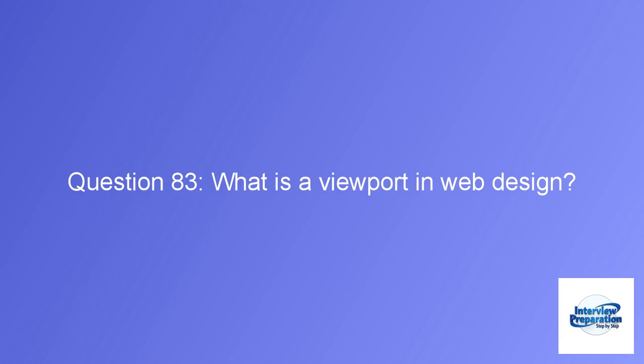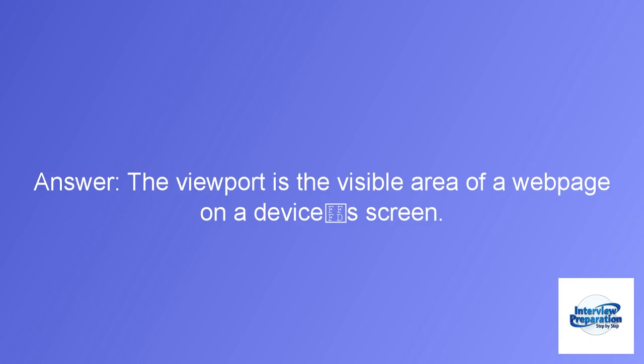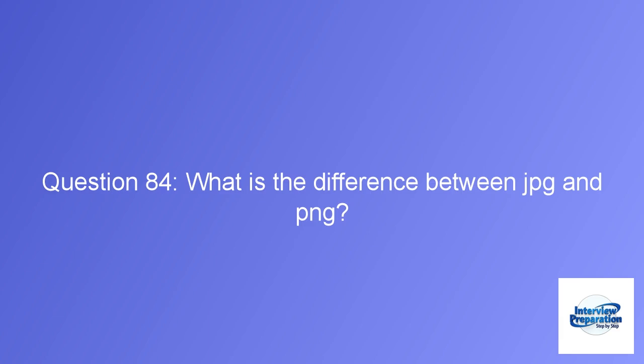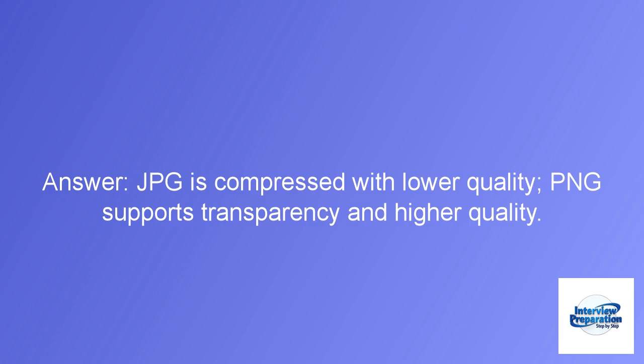Question 83. What is a viewport in web design? Answer. The viewport is the visible area of a web page on a device's screen. Question 84. What is the difference between JPEG and PNG? Answer. JPEG is compressed with lower quality. PNG supports transparency and higher quality.